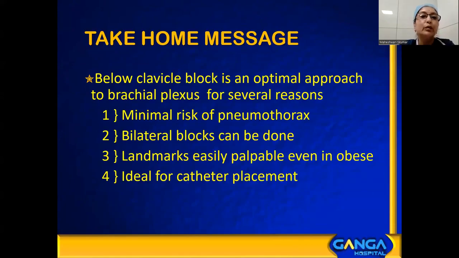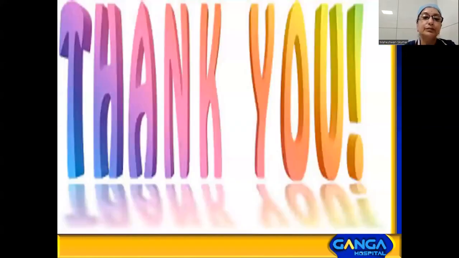To conclude, the take-home message for below clavicle blocks is that it is an optimal approach to the brachial plexus for several reasons. It has minimal risk of pneumothorax. Bilateral blocks can be done when required. The landmarks are very easily palpable. Even in an obese patient, you can palpate the coracoid process very easily, so you can give an infraclavicular block. And these areas are most ideal for catheter placement. Thank you.